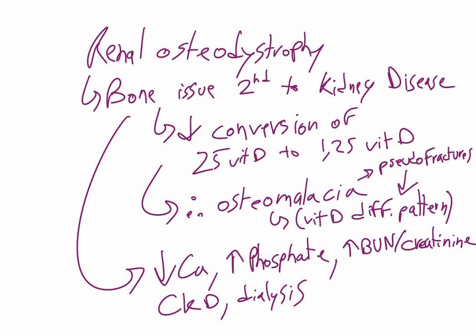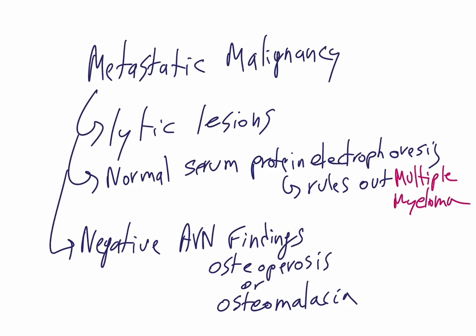So just to wrap it up, for metastatic malignancy, you're going to see lytic lesions in the spine, normal serum protein electrophoresis. This in itself rules out multiple myeloma, and no findings suggestive of avascular necrosis, osteoporosis, or renal osteodystrophy. That's it for this one. Go crush it.